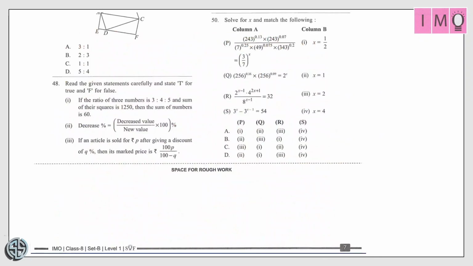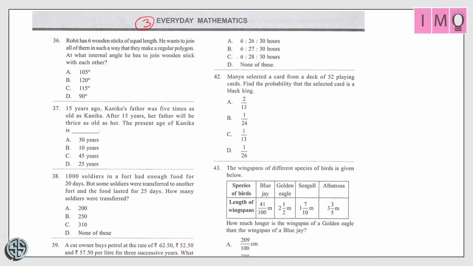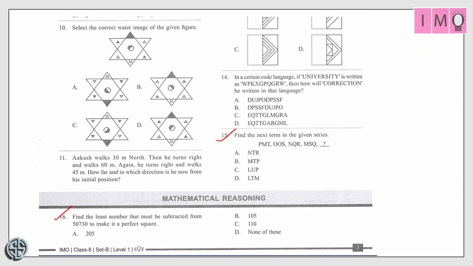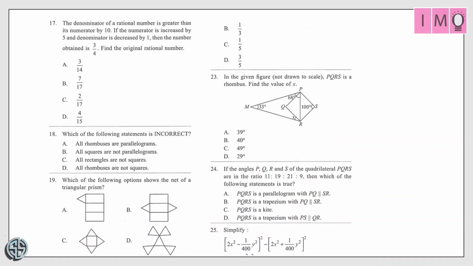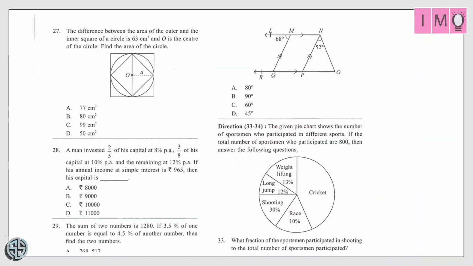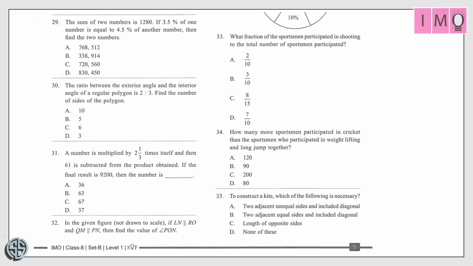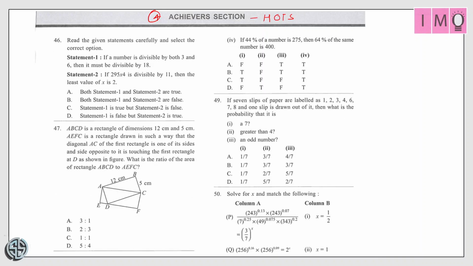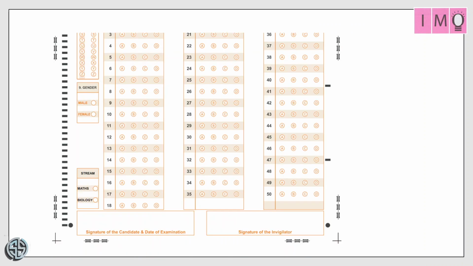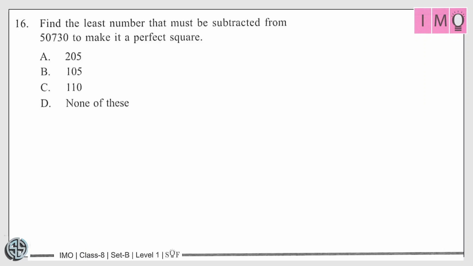As you can see, this is the paper of 2019 and 20, right? From question number 16, which is the mathematical reasoning section, you can see question numbers 16, 17 and all these. We'll be taking each question and discussing the solution to each in detail. I have taken each of the questions separately, so let's start with the first question.